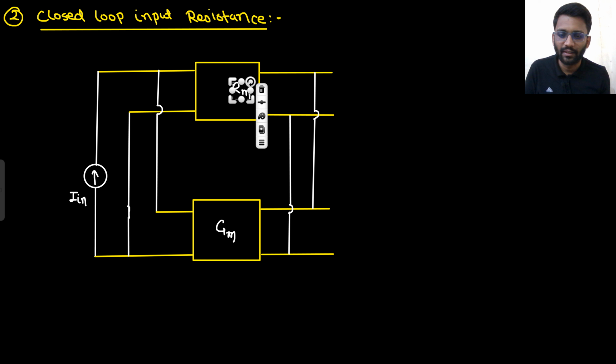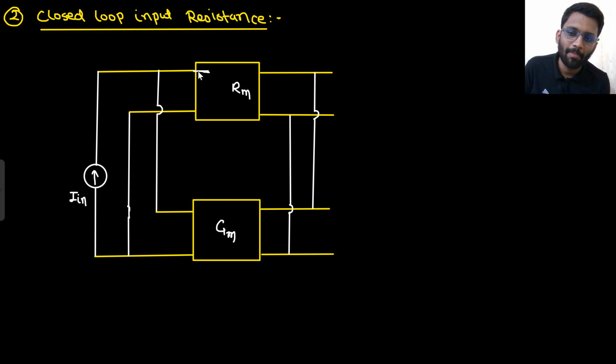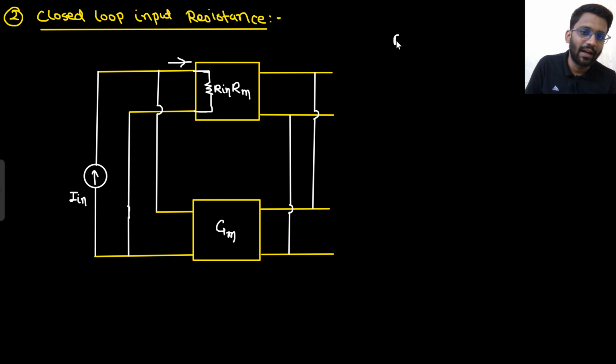Let's move to the input impedance. So now you need to find the input impedance. Let's take this Rm a bit to this side because I will have to make the input impedance. Now what will this input impedance do? Whatever input current is coming into the impedance, it will amplify that particular current. Now you need to find R in after feedback. This is what you need to find.